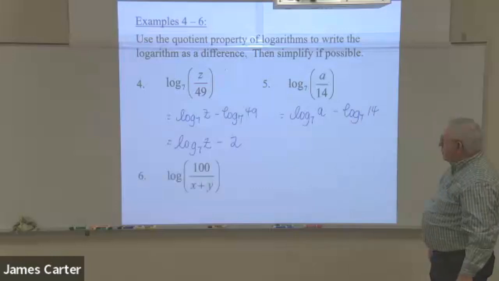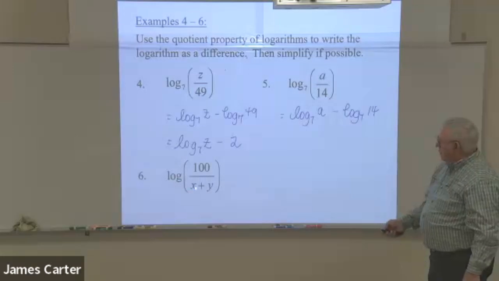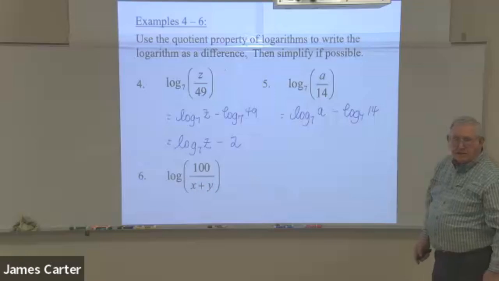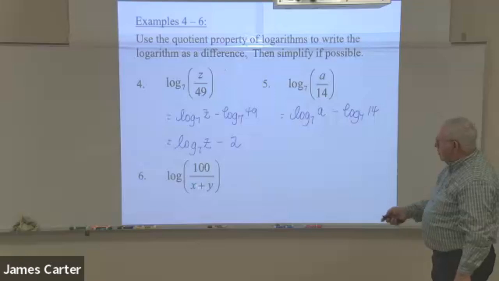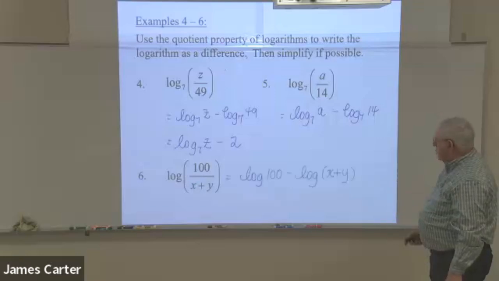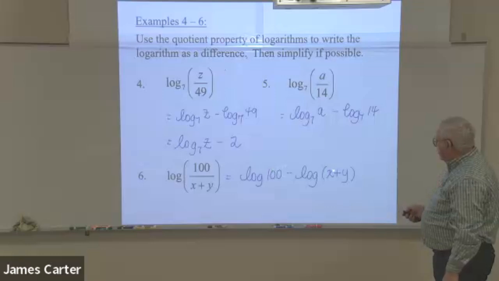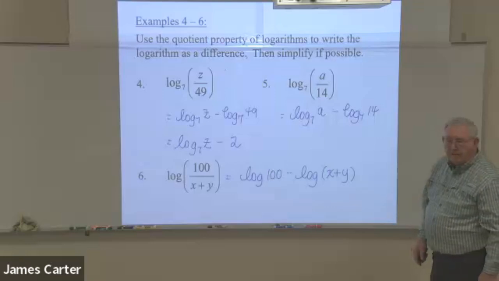Okay, log 100 over x plus y. We've got to treat that x plus y as an entity, as a single thing. Okay? And we're going to have a minus, and up here we'll have a plus. So we get log of 100 minus log of x plus y.